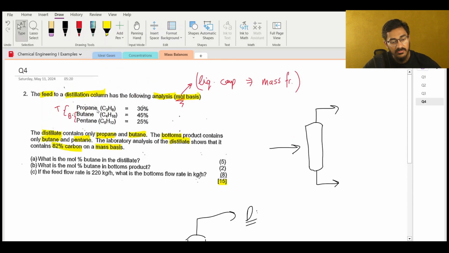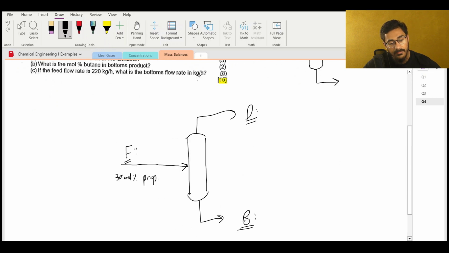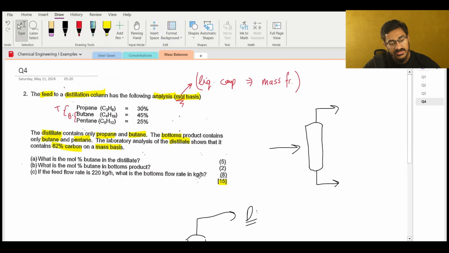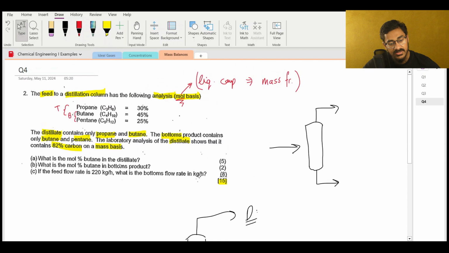Now in your feed stream, you've got 30% propane. So I'm going to say 30 mole percent propane. All right, 45% butane, so this is 45 mole percent butane. And then the remaining 25 mole percent will belong to pentane. So we've got prop, but, and pent. That's done. Now let's fill in the distillate.